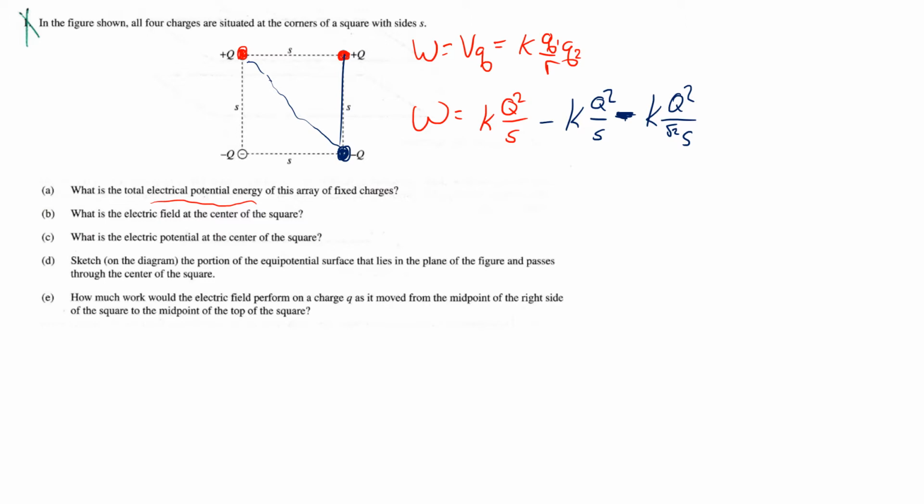So that's that one. Now for your third one right here, this is going to interact with three. The first one, let's do this guy right here, is going to be plus KQ squared over S. And then you've got this guy here with different signs, minus KQ squared over root 2 S. And then you've got this one right here, so you've got minus KQ squared over S. And that is it.